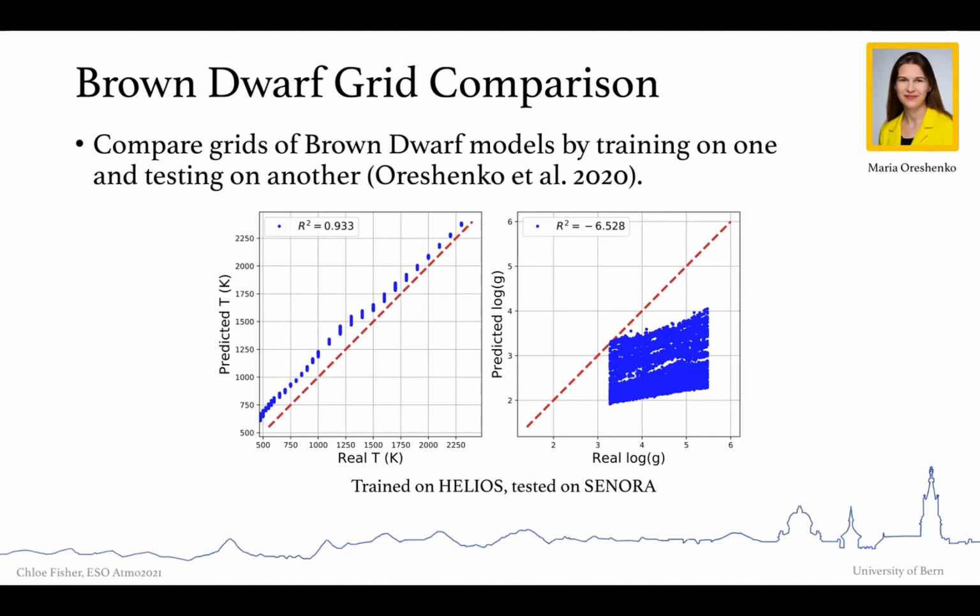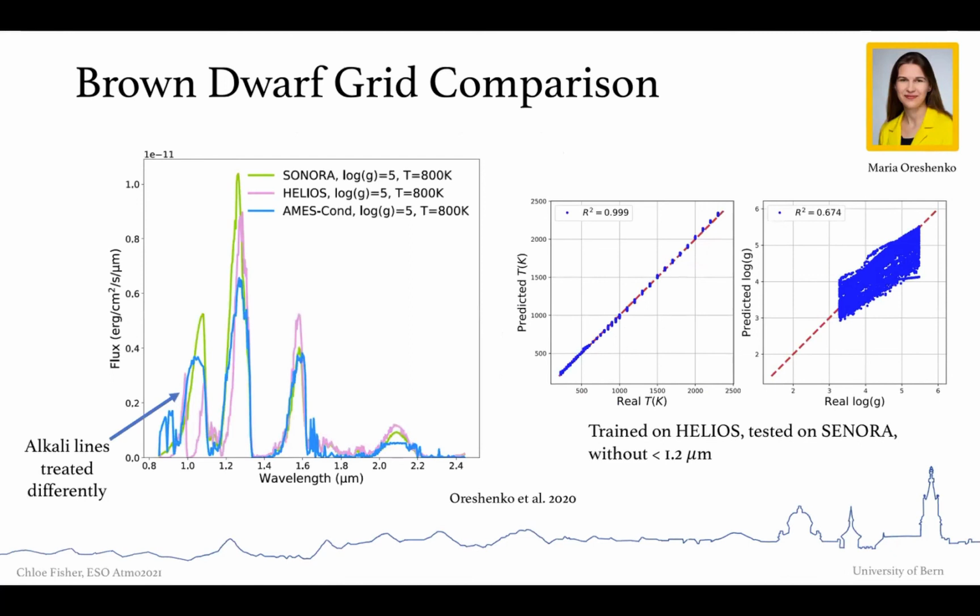But then when she looked at the spectra themselves, she could see there's a huge difference in the way that they treat the alkali lines. This is coming in at these short wavelengths here, so you can see the spectra look really, really different here. So she tried cutting the spectra below 1.2 microns. When she did this, there's a really nice agreement between these for temperature and also a pretty good agreement for gravity, which is generally harder to retrieve.